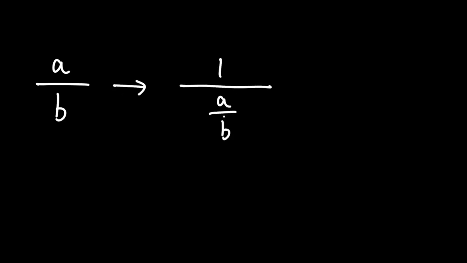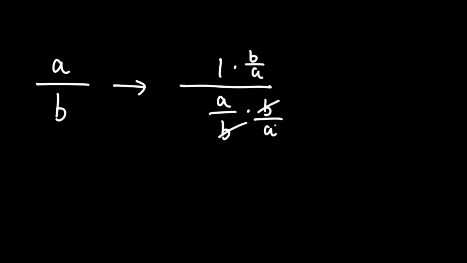Now let's review what a reciprocal is. Find the reciprocal of A over B. By definition, the reciprocal is 1 divided by the fraction we're trying to find the reciprocal of. We have to make the denominator equal 1, so let's multiply the denominator by B over A, and then multiply the numerator by B over A.